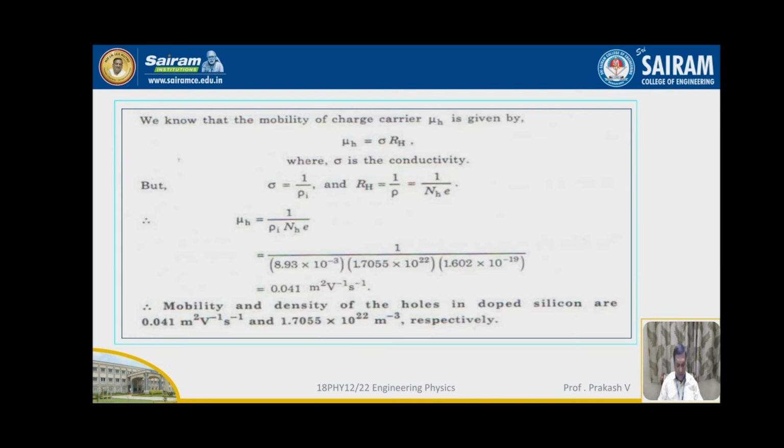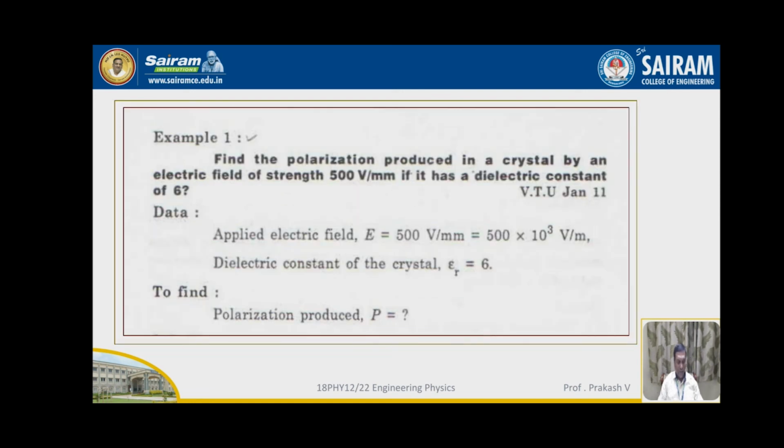So the mobility and density of holes in doped silicon are found to be 0.041 meter square per volt per second and 1.055 × 10^22 per meter cube respectively. Next problem: find the polarization produced in a crystal by an electric field of strength 500 volt per millimeter if it has a dielectric constant of 6.